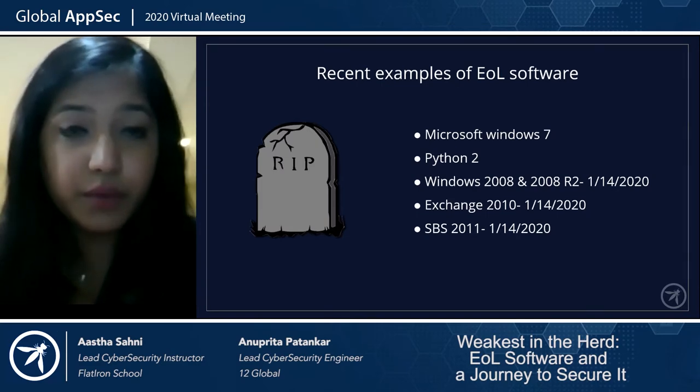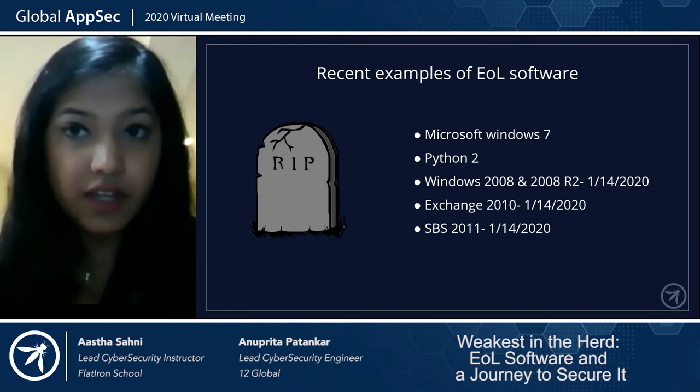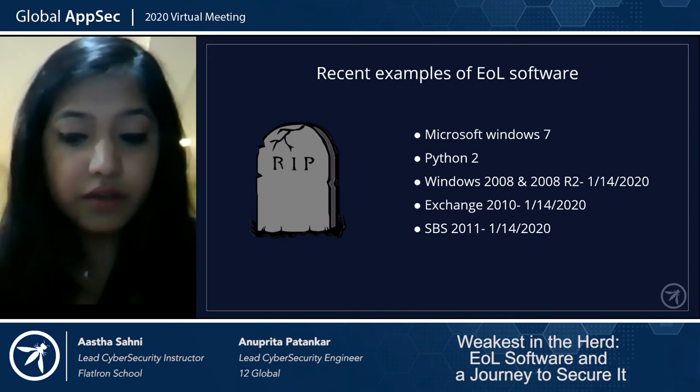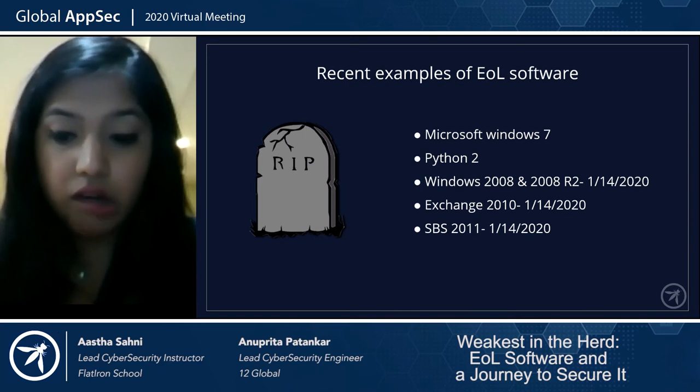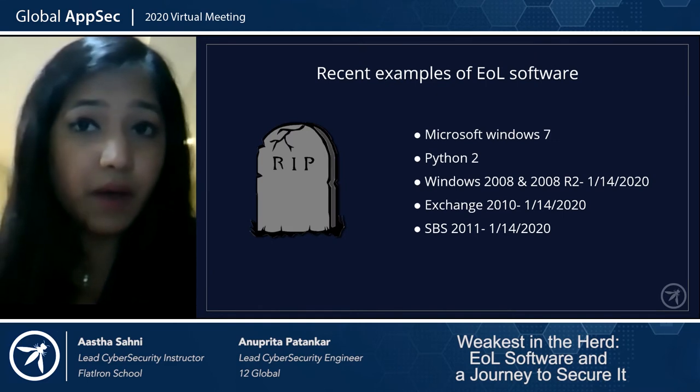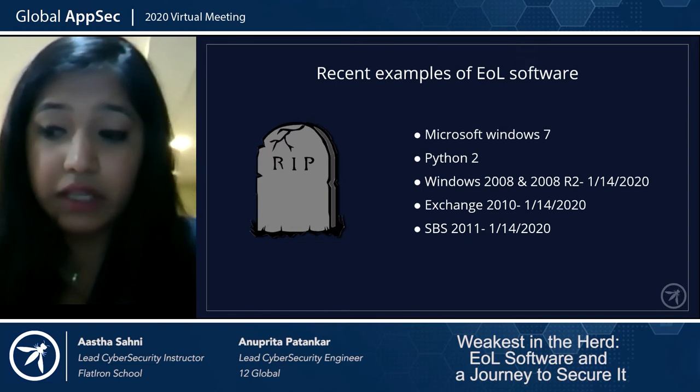For the Python 2 that finally reached its end of life at the beginning of this year, that leaves some of the companies exposed who didn't plan the migration beforehand. And there could be several reasons for it, such as companies didn't know about the end of life phase. Second can be companies.